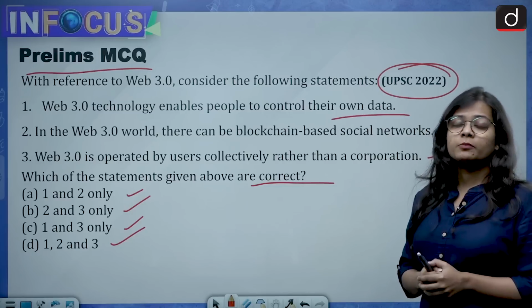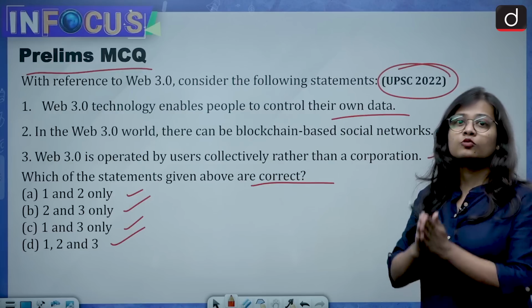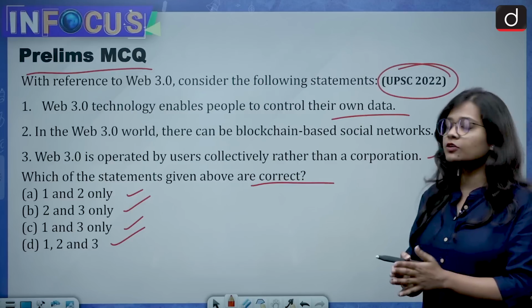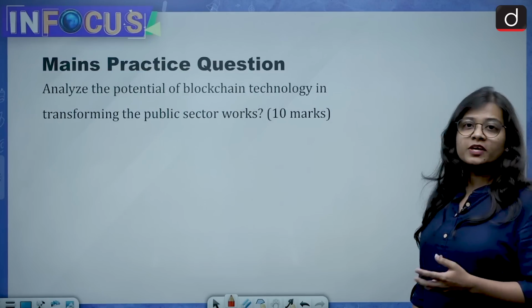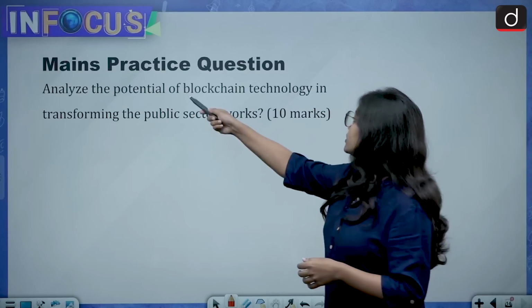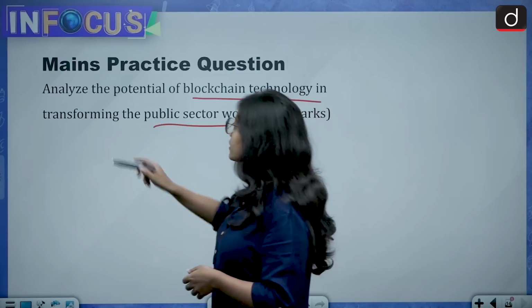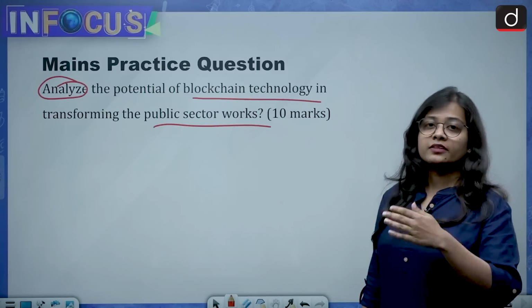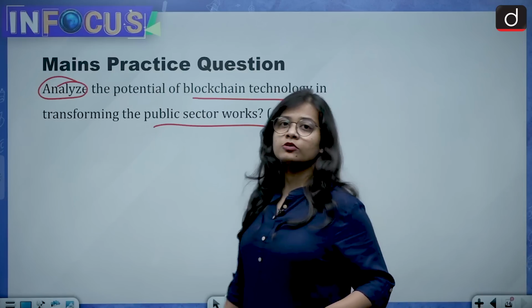You people should be able to answer this, because reading the previous year questions is of utmost importance to understand the demand of the UPSC, what they are trying to ask you. So let's move to the last aspect of the video, the mains practice question. Your question is, analyze the potential of blockchain technology in transforming the public sector works. The command given here is analyze. So you need to tell me the positive and the negative aspects both. Try to do your answer writing practice. This one you should be able to write.